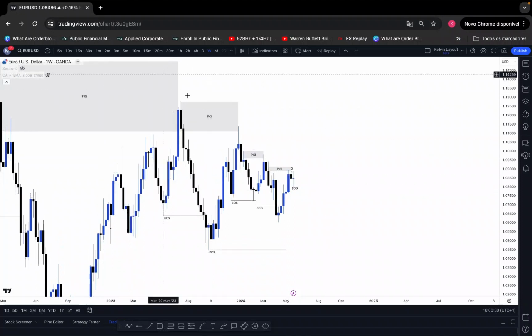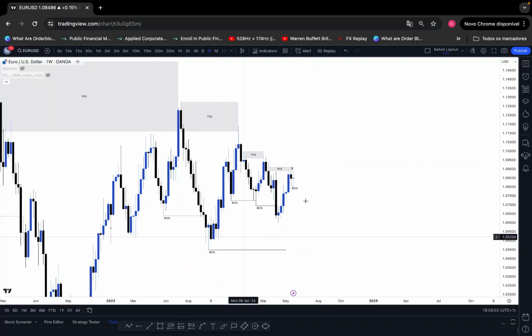So price came to a monthly supply zone. Euro USD then gave us a weekly change of character to the downside. Then it pulled back to a supply zone. We can see that the supply zone was very respected, and then price started to push to the downside. So now we're seeing price making its way all the way down to the weekly previous low. That's exactly what we want to see.